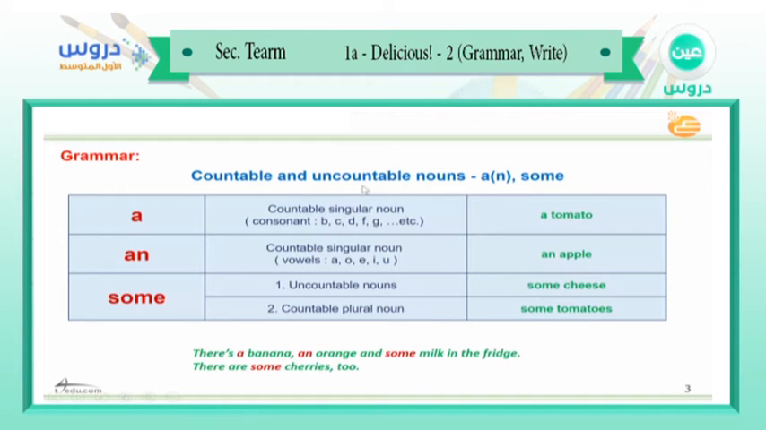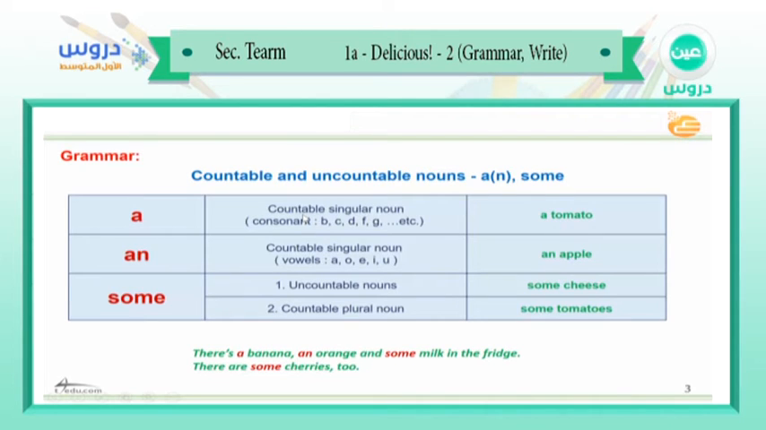But the uncountable, we cannot count it. For example, water. I cannot count the word water. I cannot say 1 water, 2 waters, 3 waters. No, this is wrong. This is not correct. Also the same thing with sugar. It's uncountable. I cannot say 1 sugar, 2 sugars, 3 sugars. No. Sugar. Okay?